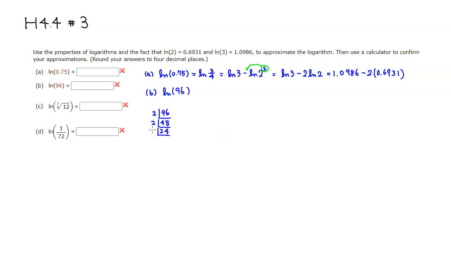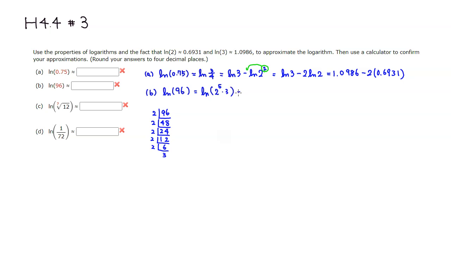And it's still even. So 2, 12. And still even. 2, 6. Still even. 2 and 3. So you can see that this is the same thing as the natural log of, how many 2s? 1, 2, 3, 4, 5 2s. So 2 to the 5th times just 3.